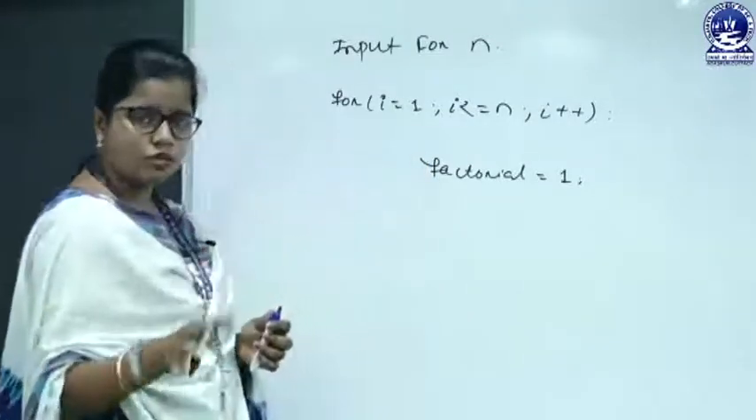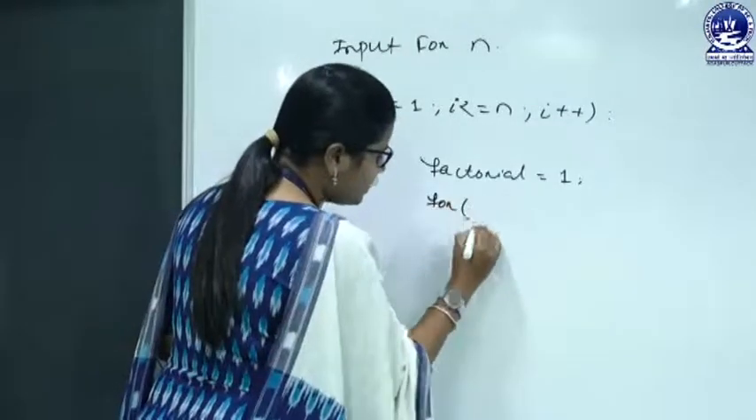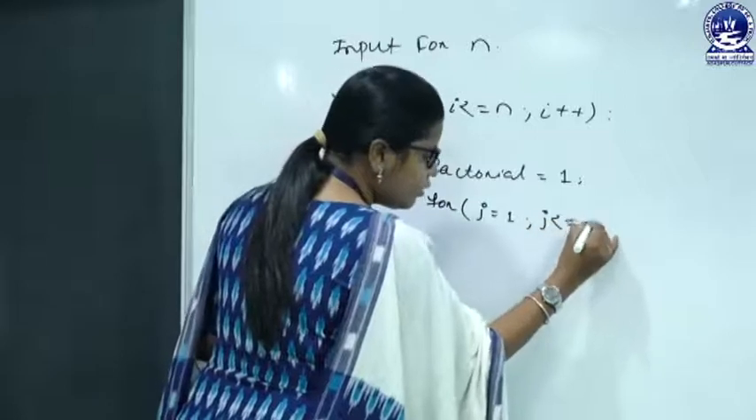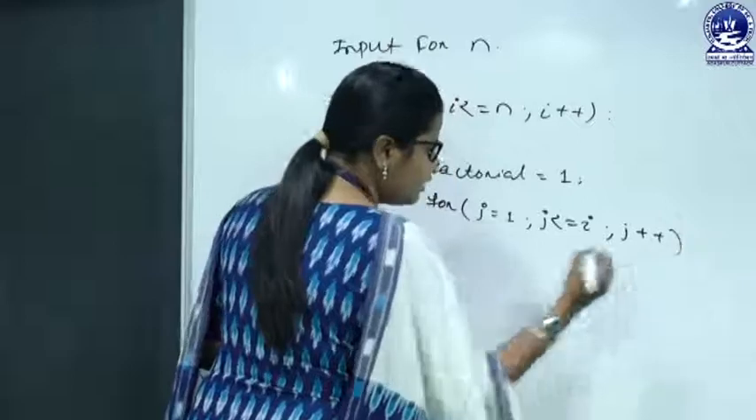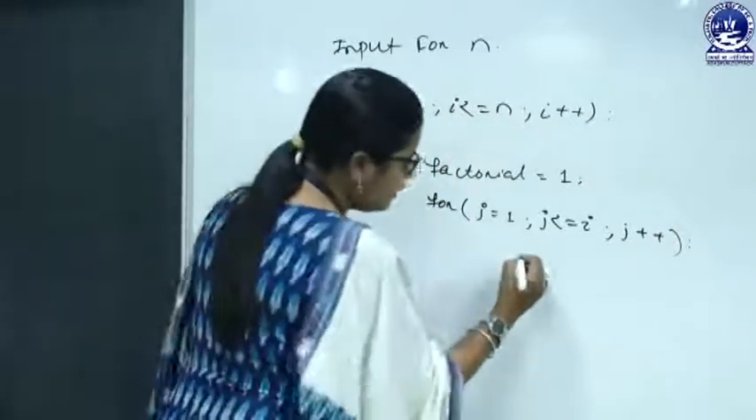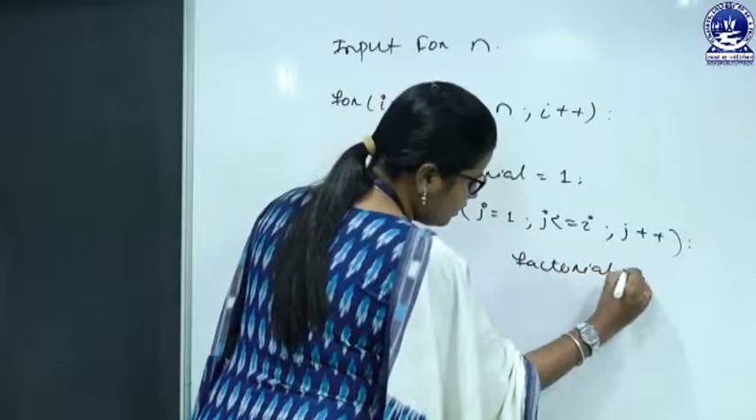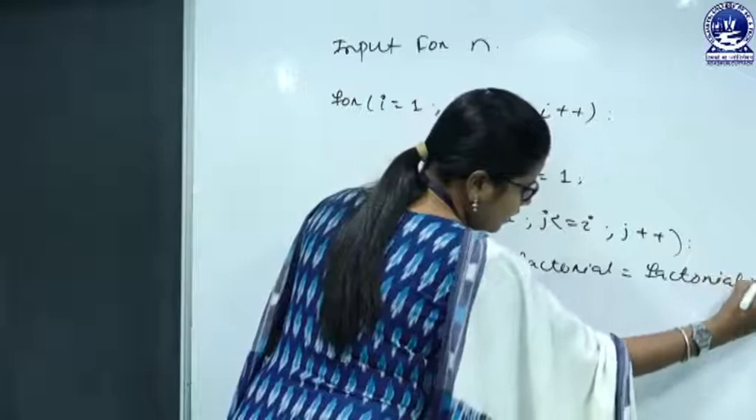Then we have to calculate the factorial of I. We know how to calculate the factorial of I. So for that we are taking another loop, for j equals 1, j less than or equal to I, j plus plus. Here what are we actually doing? We are doing factorial equals factorial into j.